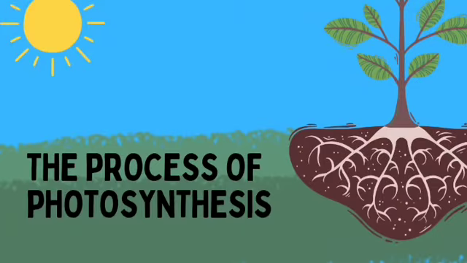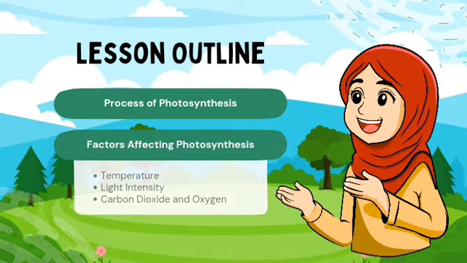The process of photosynthesis. Lesson outline. Process of photosynthesis. Factors affecting photosynthesis: temperature, light intensity, carbon dioxide and oxygen.